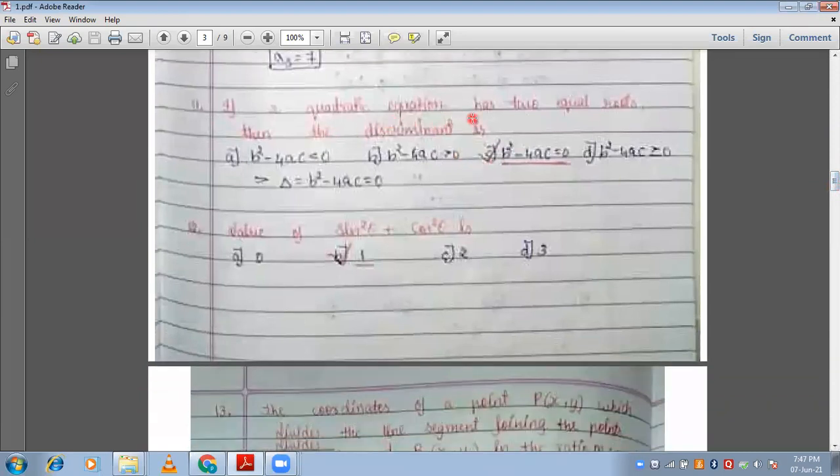If a quadratic equation has two equal roots, then the discriminant: two equal roots means delta value will become 0. So b square minus 4ac is equal to 0. Option C is right. Value of sine square theta plus cos square theta, a trigonometric identity, is equal to 1.